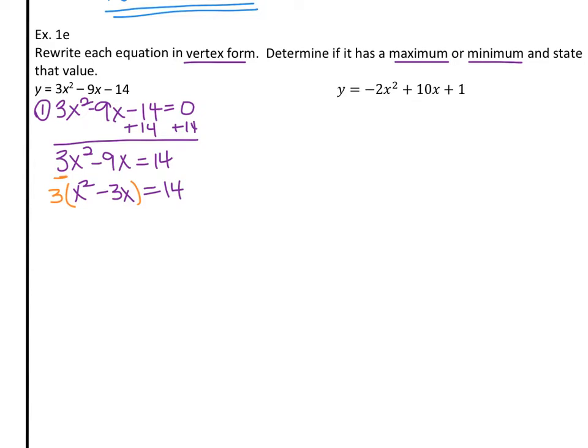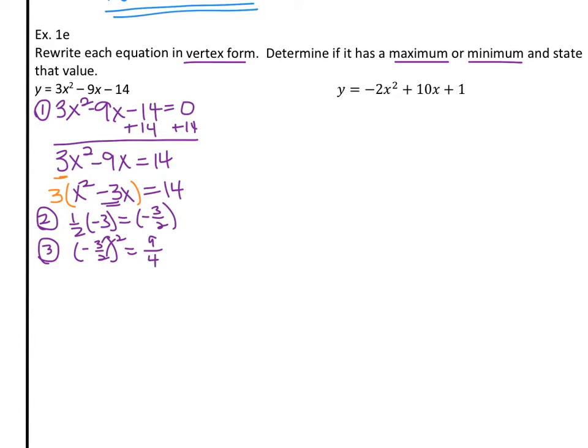b is negative 3. In step 2, when we take half of b, we're going to have a fraction, negative 3 halves. That'll make things interesting. Step 3, we'll square that, negative 3 halves. When you square a negative number, you get a positive answer. And when you square a fraction, we simply square the top and the bottom. 3 squared on the top is 9. 2 squared on the bottom would equal 4.